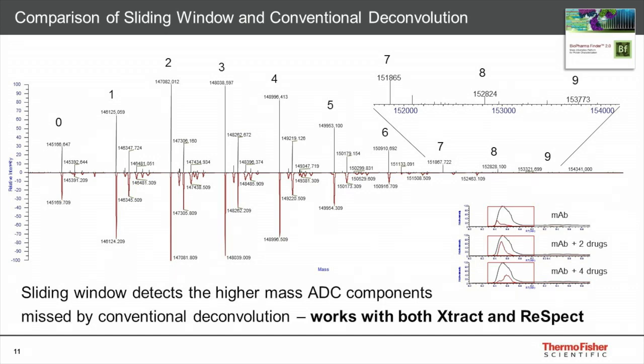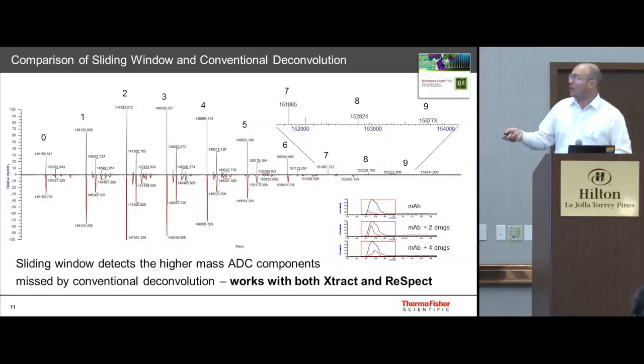But what you can see is that when we compare the sliding window to the conventional deconvolution method, you can see that it's very difficult to get the right answer because of this phenomenon of things eluting at different times with the different elution profiles. So up top, we have the sliding window analysis, and you can see that we're getting sensitive data all the way out to 9 drugs attached to this antibody. When we look on the bottom, we can see that especially at these higher drug loads, we're not getting the same answer. So what's the right answer?